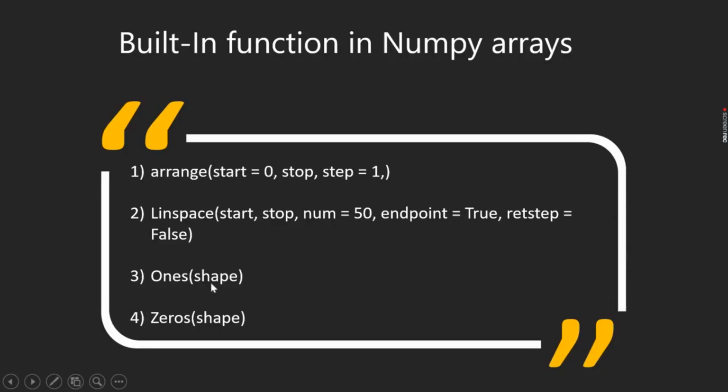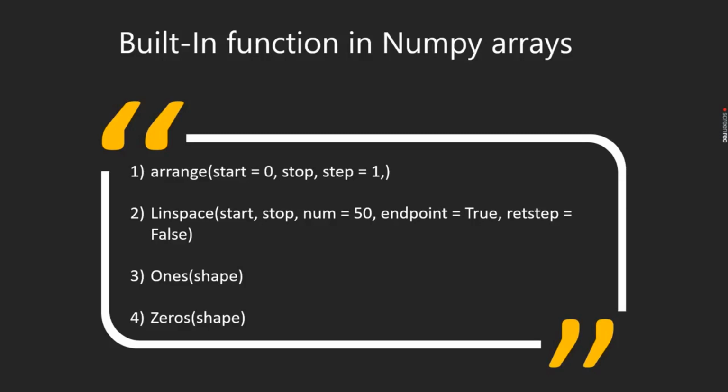So finally, let's look at our functions ones and zeros. The ones and zeros functions pretty much behave the same, as they take a single parameter, that is the shape of the array you want. So when you use the ones function, you get an array filled with ones, and when you use your zeros function, it gives you an array filled with zeros.